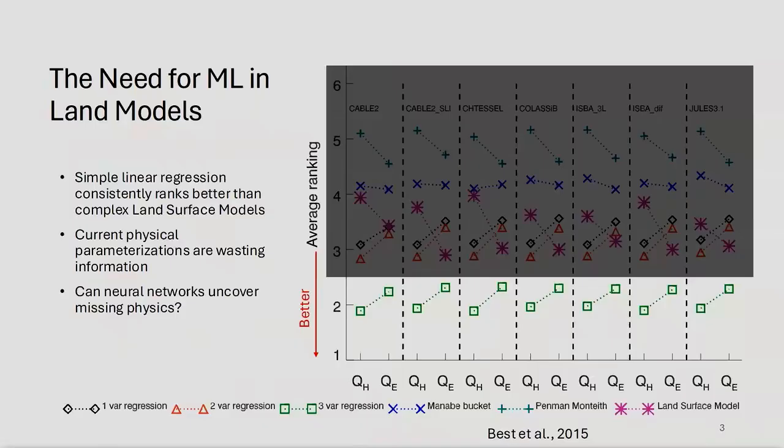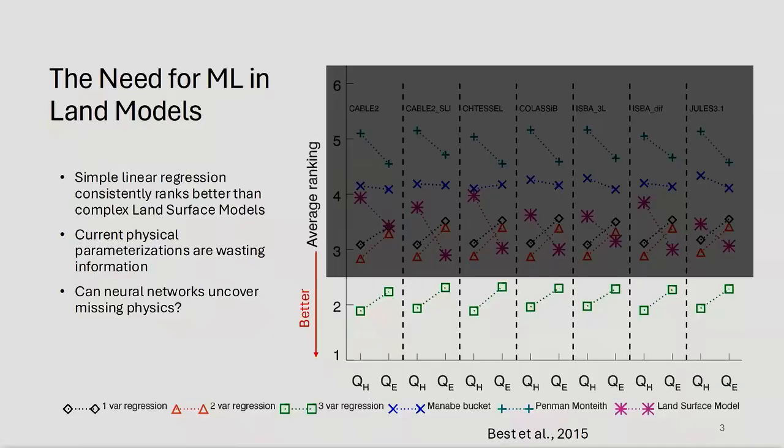And next, I want to set the stage for why we need machine learning in land surface models. So specifically, this paper, Best et al. showed that even simple three-variable linear regression can outperform complicated land surface models, especially for sensible and latent heat fluxes. As you can kind of see from the graph over there, the one on the bottom is a three-variable linear regression model, and it does better than all the land surface models above it.